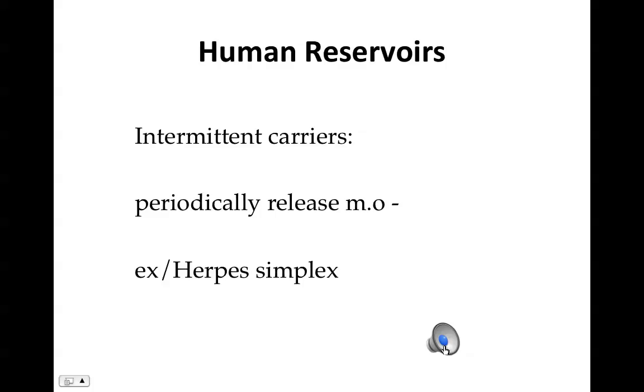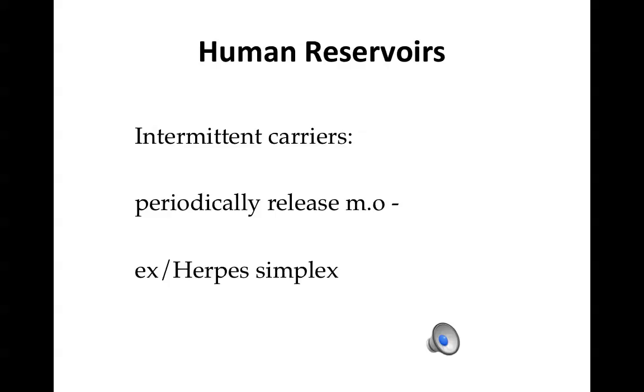An intermittent carrier is a human reservoir, a person who periodically releases disease organism or pathogenic microorganism. Someone who has herpes might be an example of an intermittent carrier. Frequently, in between outbreaks, patients who have herpes are not contagious or communicable. It's often only when they are experiencing an outbreak or obvious symptoms that they could possibly transfer a pathogen from them to you. Though it isn't 100% foolproof, it could be possible for someone with herpes to transmit the virus even if they are asymptomatic.